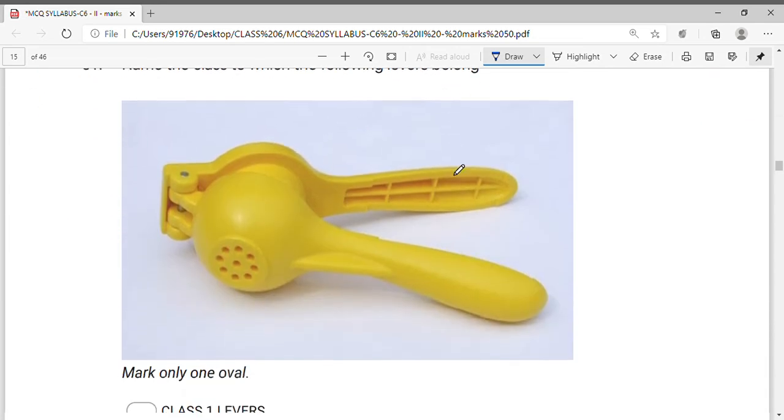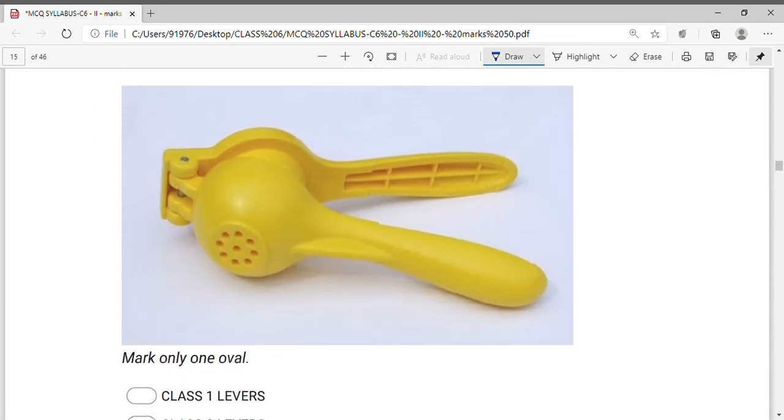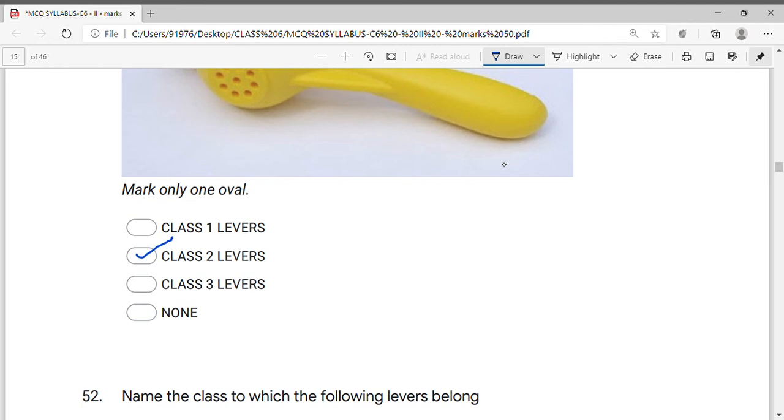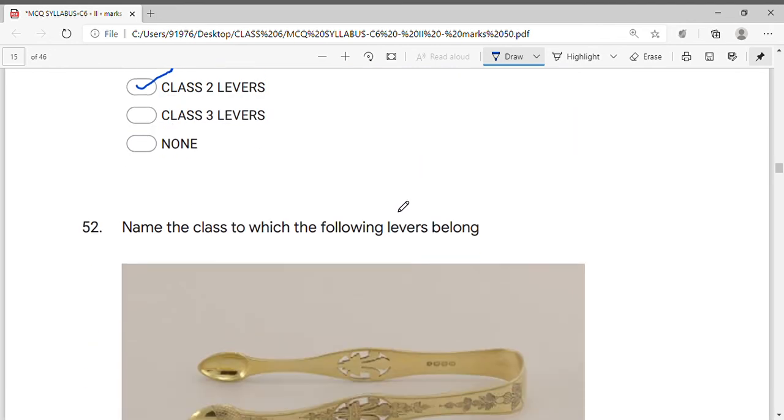Name the class to which the following lever belongs. This is a lemon squeezer. So you put the lemon over here, so that becomes your load. Here is your effort, and this is your fulcrum. So when the load is in between, it's a class 2 lever.